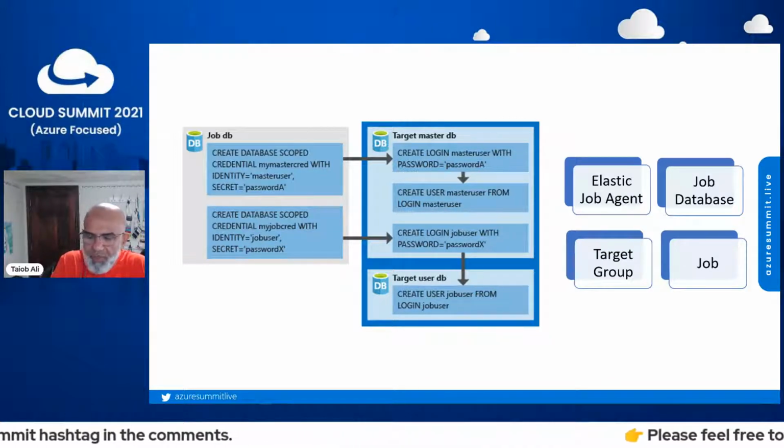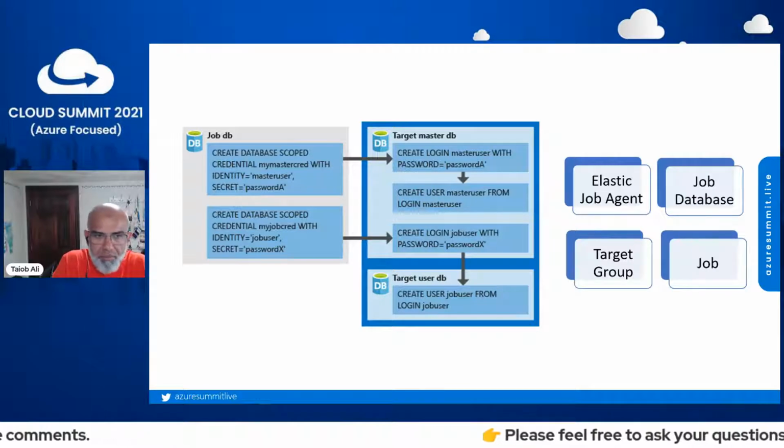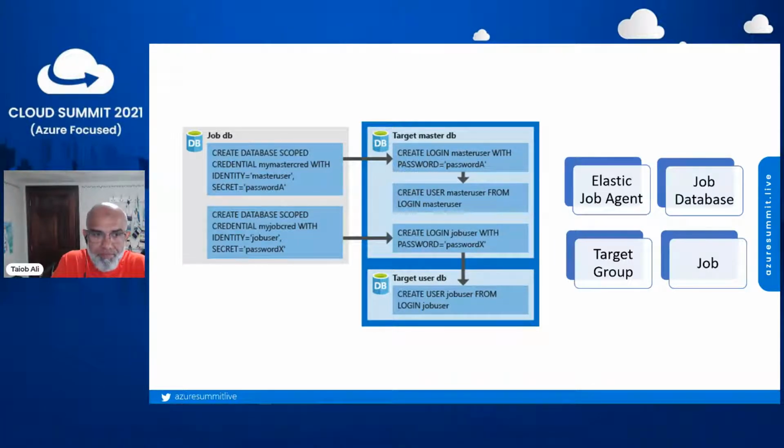And the minimum recommendation is an S1 tier. But remember, if you have thousands of jobs running, you probably want to use a bigger one for compute purposes. So be careful over there.